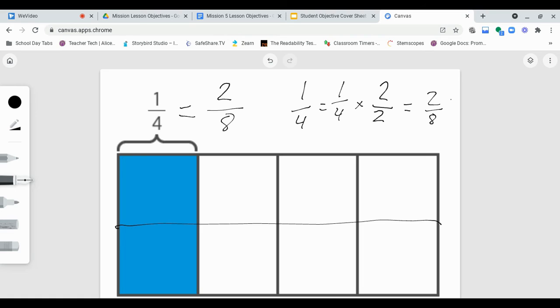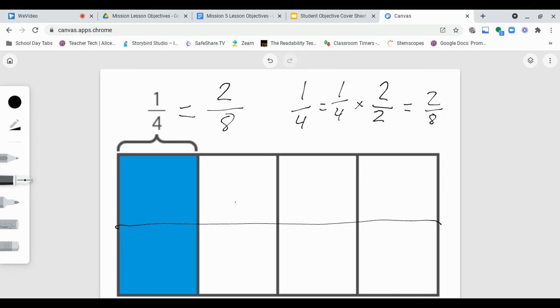Now, just so we're clear, which is greater, 1/4 or 2 eighths? That's a trick question because they're the same. They are the same amount. Now, the pieces may be smaller in 2 eighths, but if I had 2 eighths of a candy bar, I would get the same amount as if I got 1/4 of a candy bar.